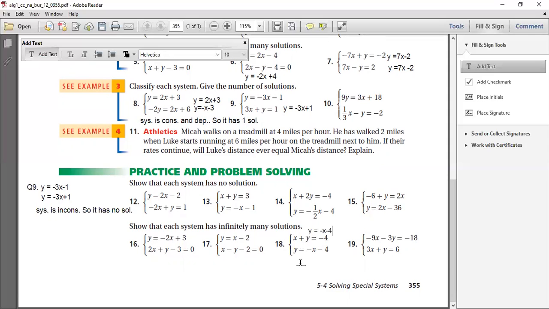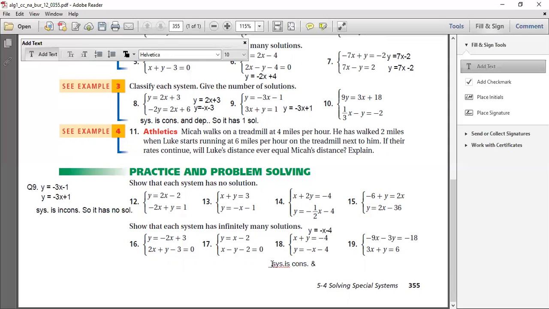So y is equal to minus x minus 4, y is equal to minus x minus 4, which means basically the slopes are the same, the intercepts are the same, which means they're talking about the same line. So if they're talking about the same line, the system will have at least one solution, which means the system is consistent, right? Because the same line means you can get many solutions for that. So the system is consistent.